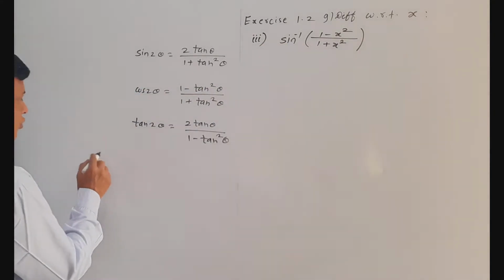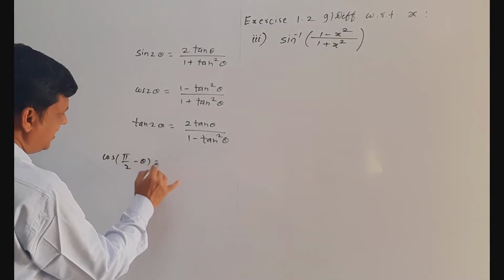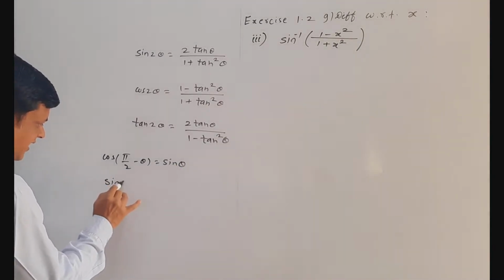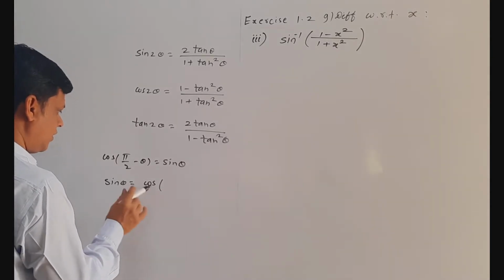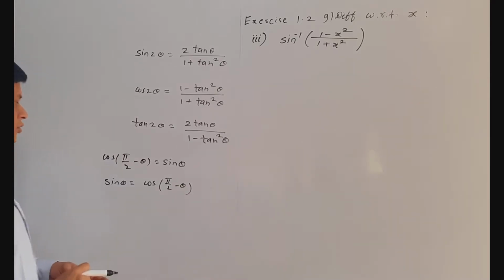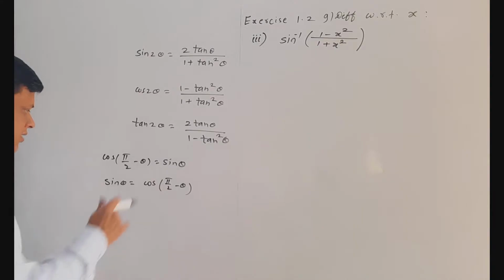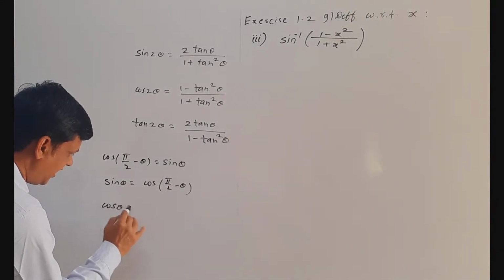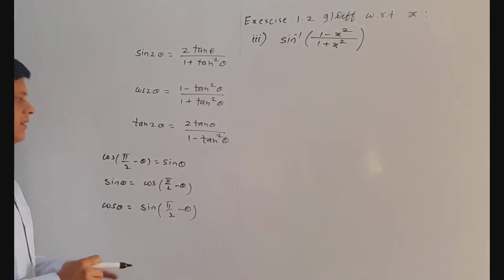So for that we have to use the formula cos of pi by 2 minus theta is equals to sin theta, or sin theta is equals to cos of pi by 2 minus theta. When we have to convert cos in terms of sin or sin in terms of cos, you can use these two formulas. Cos theta is equals to sin of pi by 2 minus theta.